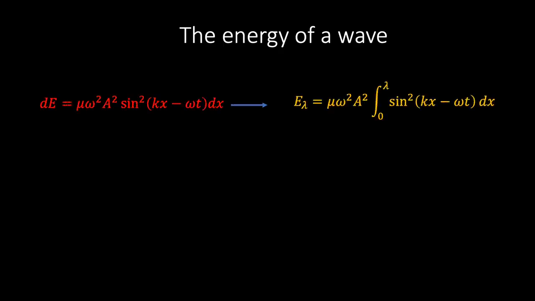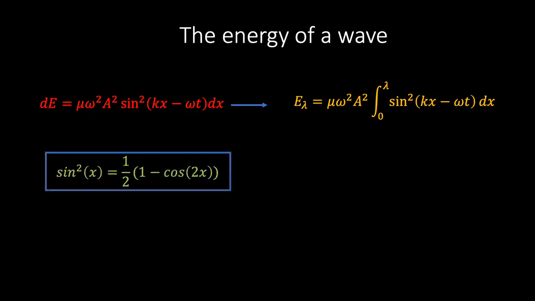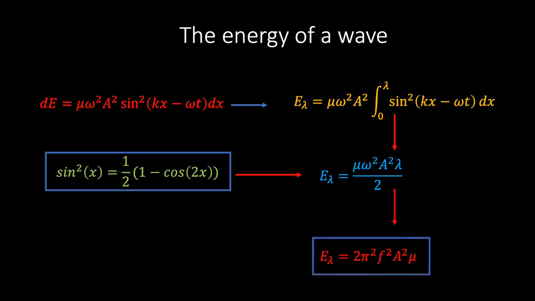It is now a straightforward task to calculate the energy contained within one wavelength of our wave. To do that, we simply need to integrate our expression for dE from 0 to lambda, where lambda is the wavelength. The trick to integrating this expression is to recall that sine squared x equals half times 1 minus cos 2x, and a simple calculation then leads to the following expression for the energy per wavelength. If we write this in terms of the frequency f, we find that the energy per wavelength is 2 pi squared f squared a squared mu.